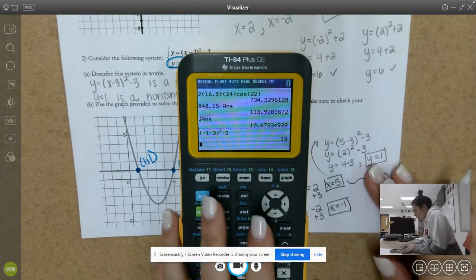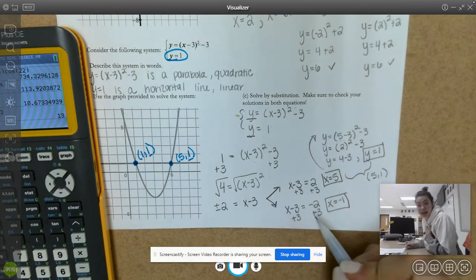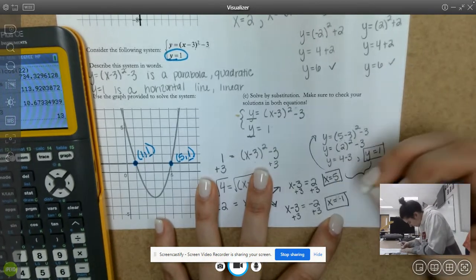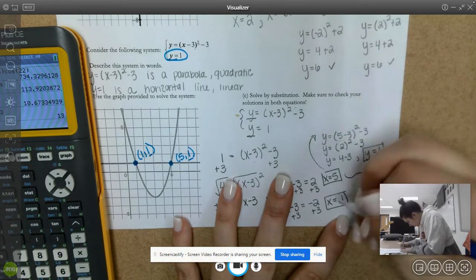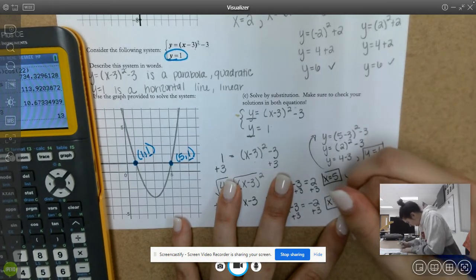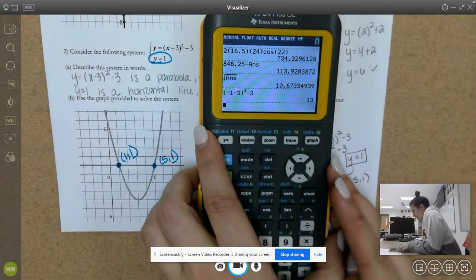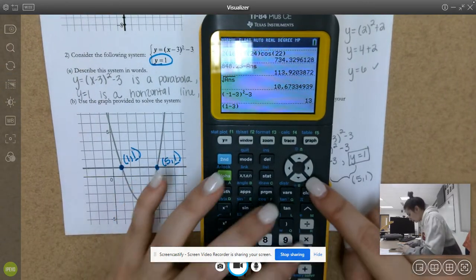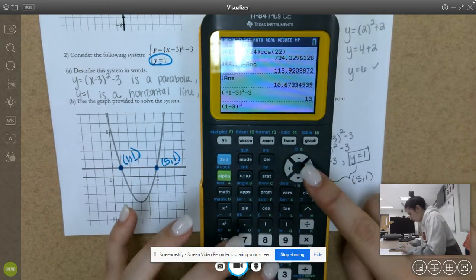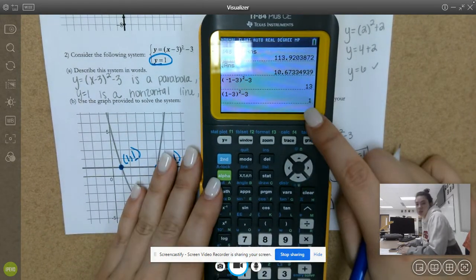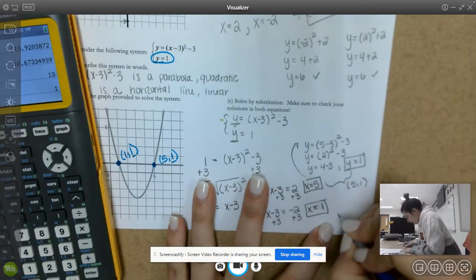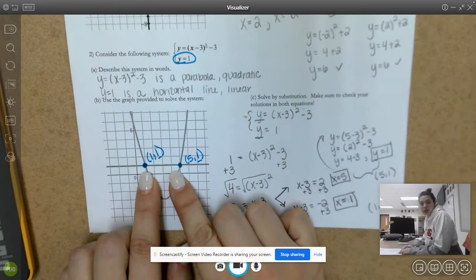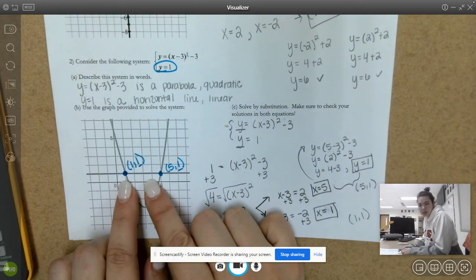Okay, I think we just found the mistake, or my mistake, right? Negative 1 minus 3 is negative 4, but I need negative 2 plus 3 is positive 1. Oh my gosh, Ms. Shaw. Can you tell it's an early morning when I'm making this video? Negative 2 plus 3 is positive 1. So let's try this again. 1 minus 3 squared minus 3 is 1. And there you go. So our next ordered pair is 1 comma 1. And if you look, they do match our two intersection points right there.